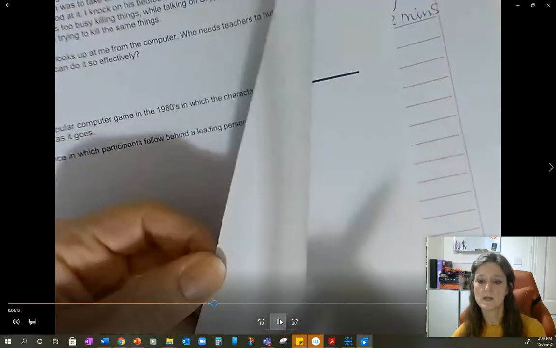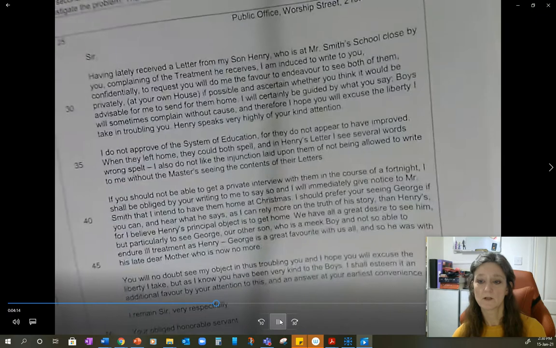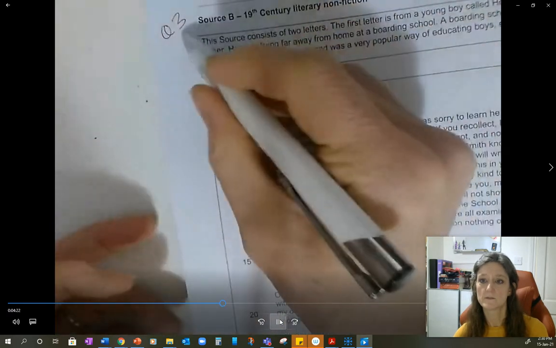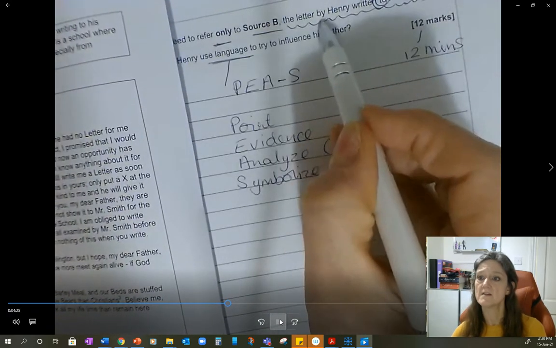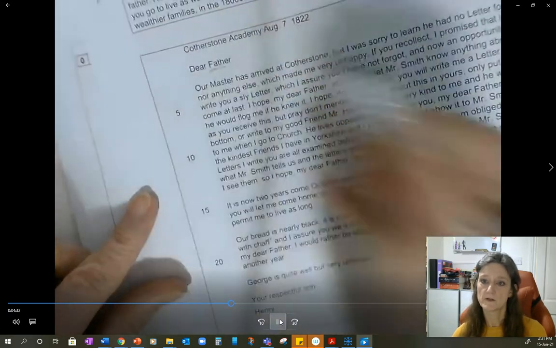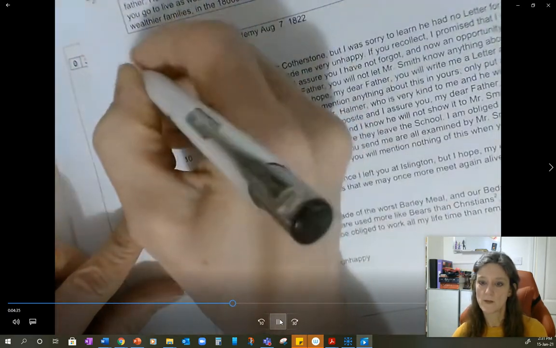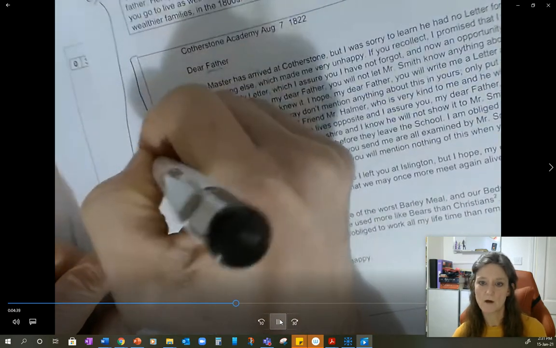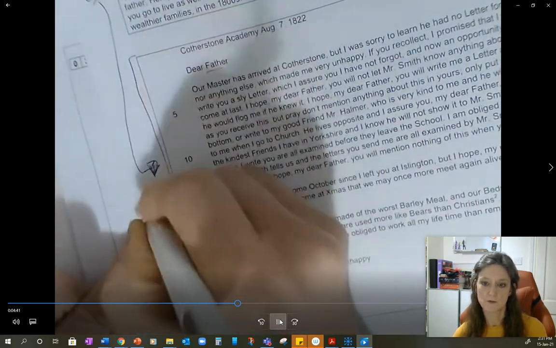We'll find source B. If I could open the paper, that would be great. And oh, there's my wrist. You can't see what I'm doing. Here it comes. So question 3, I'm using source B. I'm checking the question again because it's a bit complicated. The letter by Henry, written to his father. So dear father, yeah, it's to the father anyway, from Henry. So that must be the one. I'm only going to use that bit of source B, only that bit for question 3.